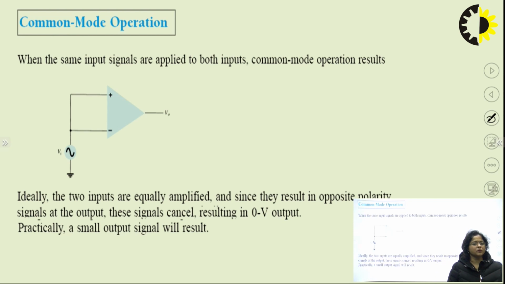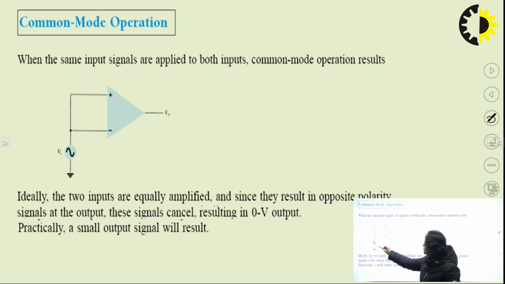Now common mode operation. This IC basically operates in two types of operations, that is common mode and differential mode. So we will first check what common mode operation is. The word common means that if the input to both the terminals is common or the same, then it is called common mode operation.